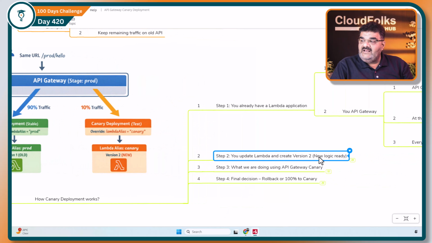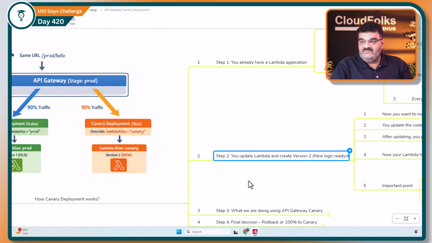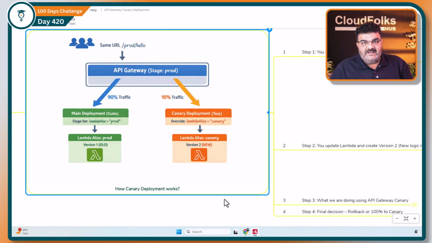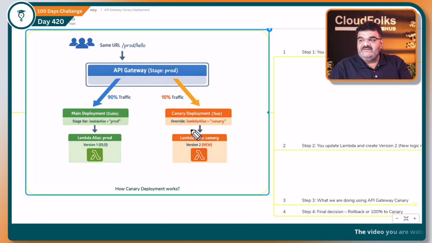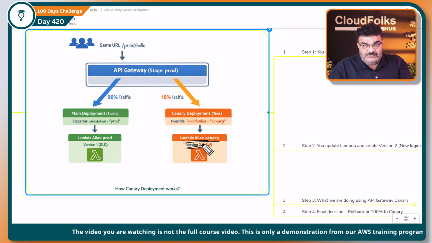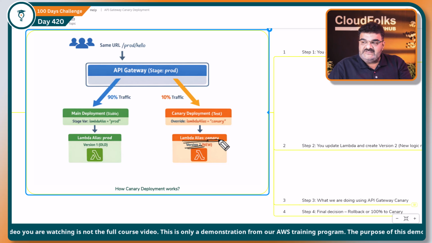You update Lambda and create version 2, right? Now look, whenever we want to update our function, we are not going to touch version 1. So we updated our function and created another Lambda version. It is version 2 with the alias Canary. Sorry, I just want to repeat this. I have another version of my Lambda function. It is version 2, and the alias of version 2 is Canary.